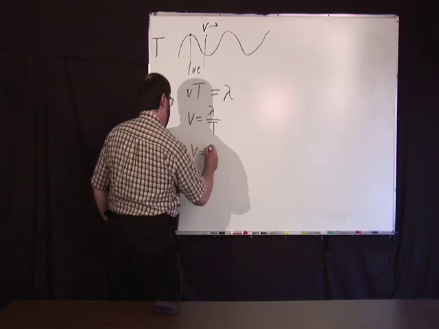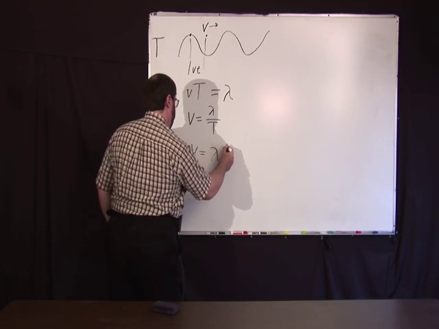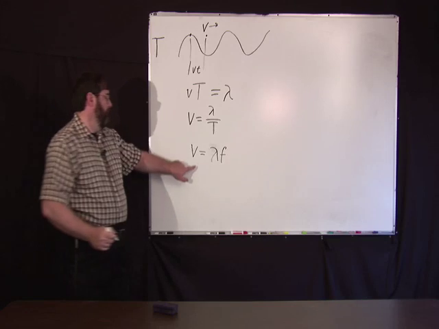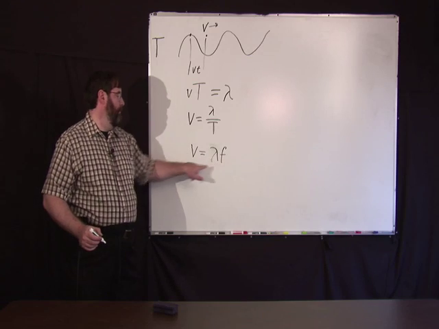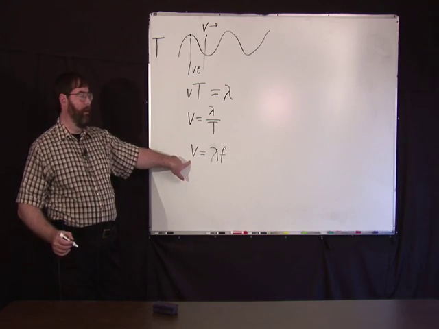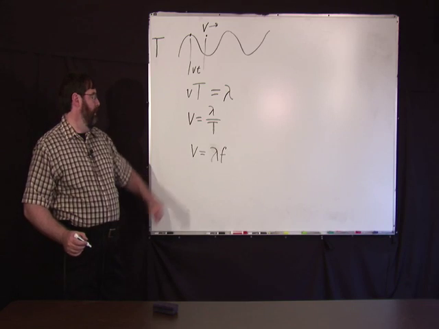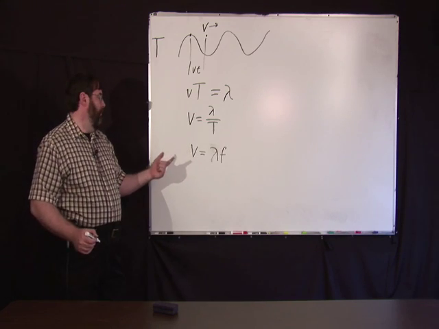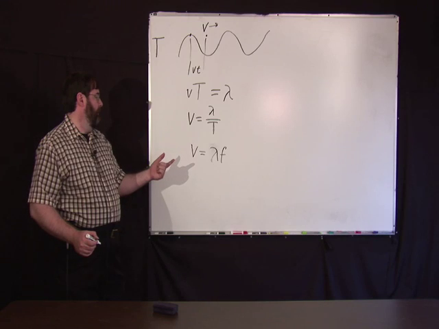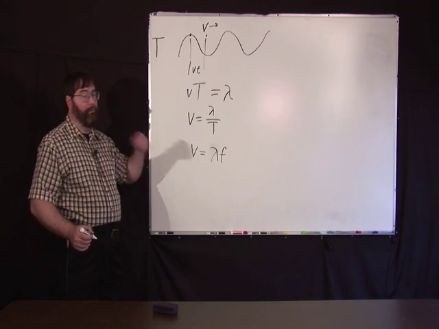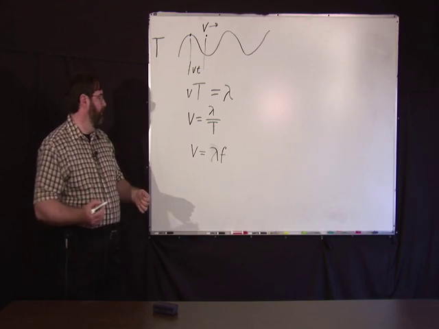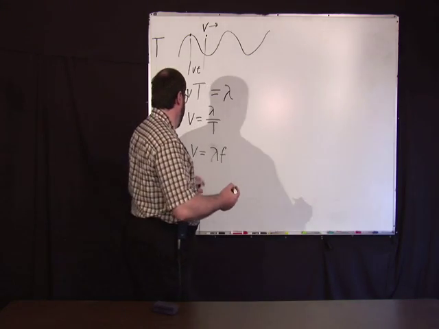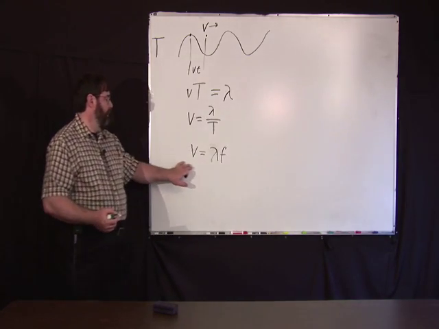It's lambda f. This is a relationship between the wavelength times the frequency, which is the velocity of the wave. That's true of all wave phenomena. Again, you might want to ask about the relationship between some of the other parameters in a wave. Well, k is 2 pi over lambda.